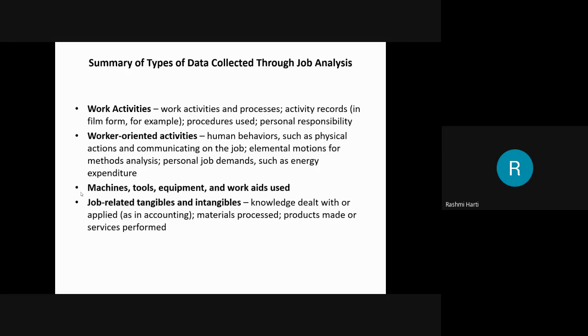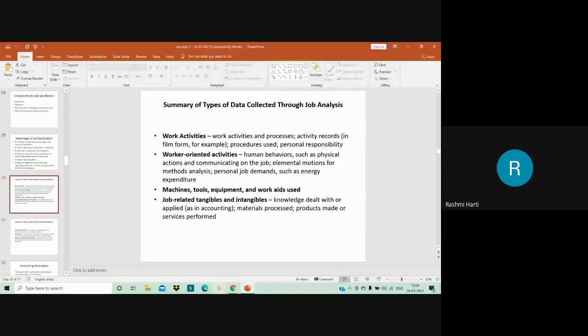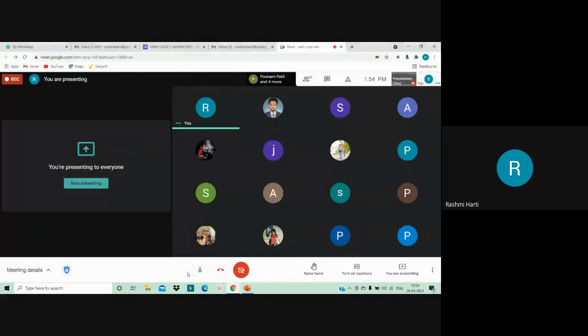So this particular part of the module will be dealt with in the next class, that is, the summary of types of data collected during job analysis. So we'll deal with it in the next module. Till here, is there any problem in understanding this particular module, students? Probably the practical examples of job analysis, job description and specification I'll be showing you in the next class. Till here, any doubts in understanding?